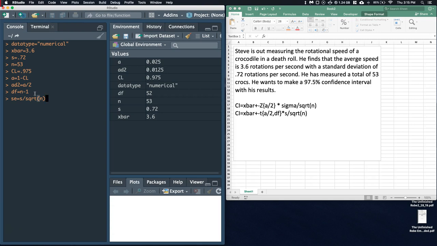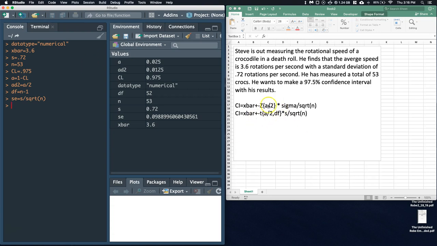So one of the nice things that I like about using just the RStudio environment is I can quickly label my variables, and then I can just use my variables along my way. It's handy. We can do all of this in Excel as well. All right, so I've got my standard error, so s divided by the square root of n. And so now I've got my standard error, and I've got my x bar. Now I just have to figure out my t value.